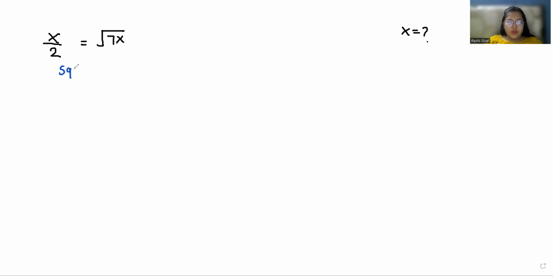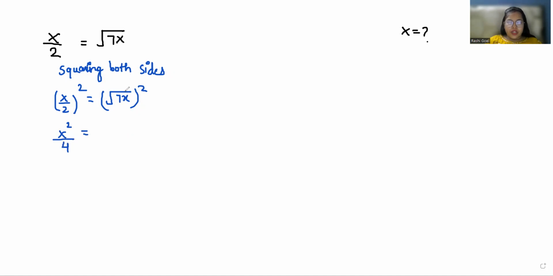So first I'm squaring both sides. So (x by 2) whole squared is equal to (under root 7x) whole squared. So it becomes x squared by 4 is equal to, with the help of this square, the square root eliminates, 7x. So x squared is equal to 7x times 4. So x squared is equal to 28x.